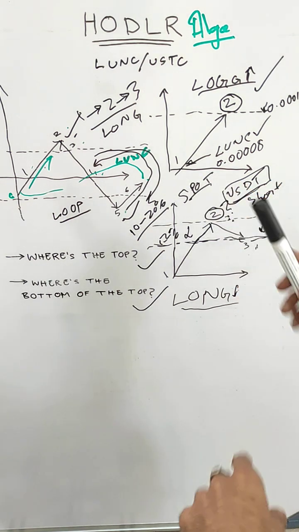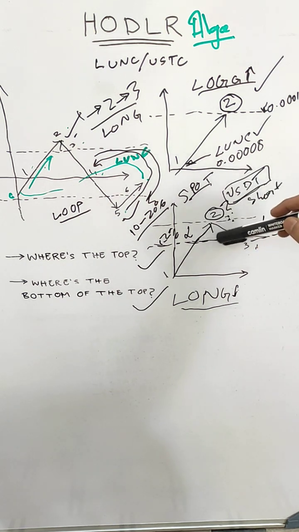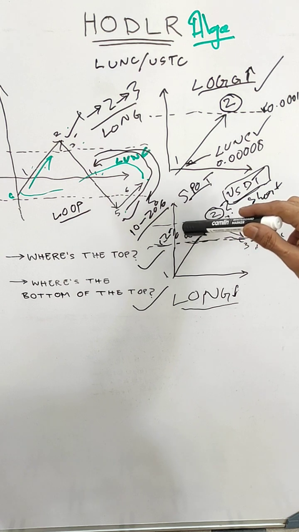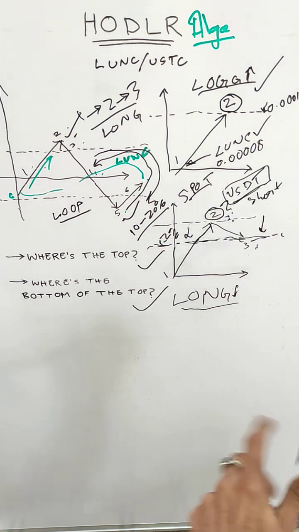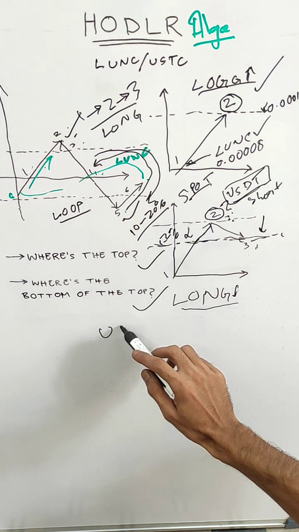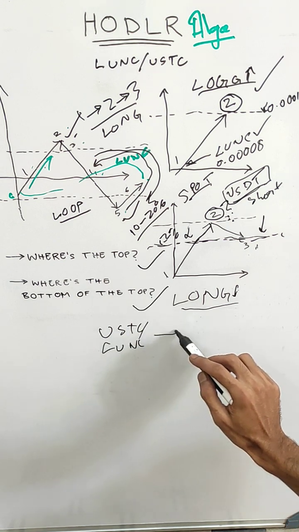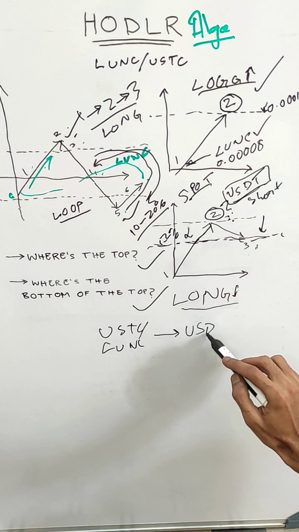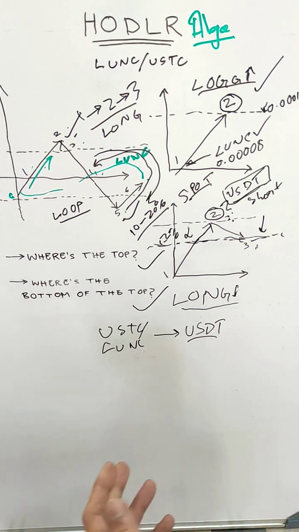But anyway, this is how we get to know where the bottom of the top is, which is by observing when it has gone about 1 to 2% below this top price, you gotta exit. So what does exiting in our system mean? In our system, exiting essentially means converting from, say, USTC or LUNC or whatever the non-stable asset is to USDT, which is the stable asset. So we are just swapping from a non-stable asset to a stable asset.